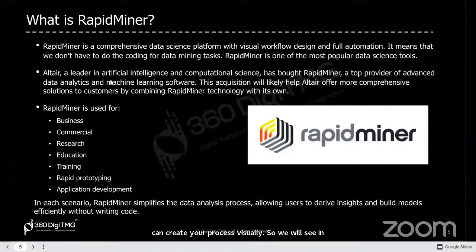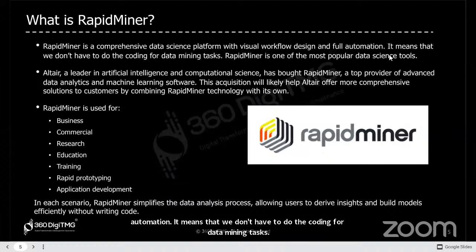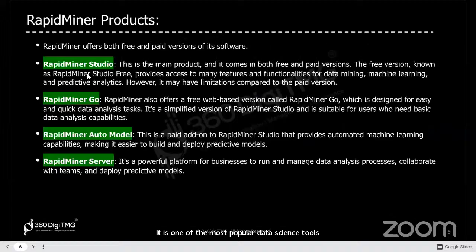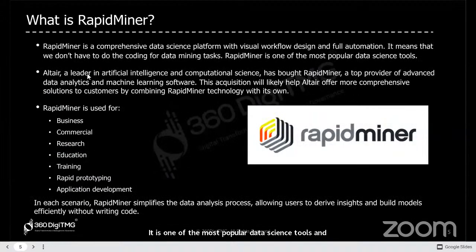This is just the introduction of RapidMiner. RapidMiner is a data science platform within which we have a drag and drop interface. With the help of that, we can simply perform the data analysis process without writing any code. That is nothing but visual workflow design and full automation. It means that we don't have to do the coding for data mining tasks. It is one of the most popular data science tools, and Altair, a leader in artificial intelligence and computational science, has bought RapidMiner. It is a top provider of advanced data analytics and machine learning software.